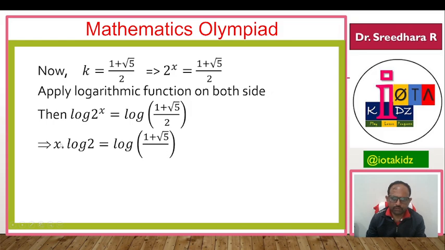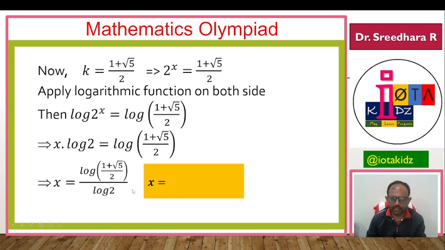What we need is the x value. So then we can write x is equal to log of 1 plus root 5 divided by 2, whole divided by log 2. Applying the quotient rule, the logarithmic property, this 2 will come to the base. So then we can write x is equal to log of 1 plus root 5 whole divided by 2 with base 2. So log of 1 plus root 5 whole divided by 2 with base 2 is the solution for x.